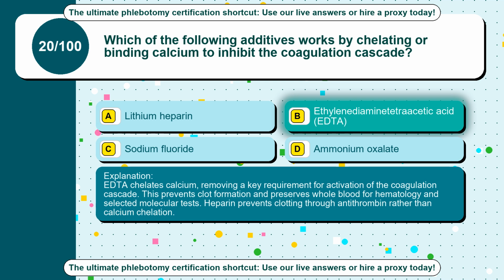EDTA chelates calcium, removing a key requirement for activation of the coagulation cascade. This prevents clot formation and preserves whole blood for hematology and selected molecular tests. Heparin prevents clotting through antithrombin rather than calcium chelation.